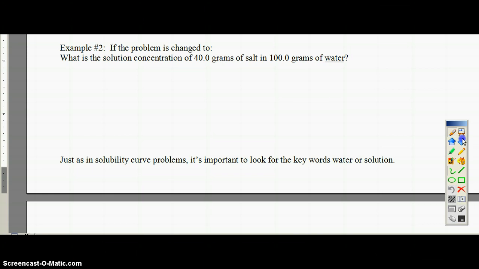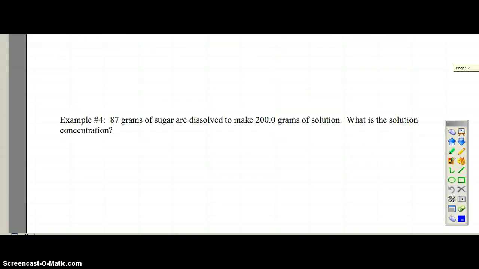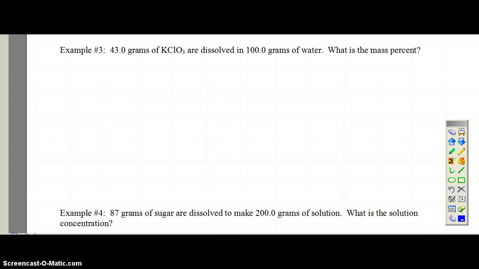If you flip to page 2, you see example number 3. So we have 43.0 grams of KClO3, that's called potassium chlorate, dissolved in 100 grams of water. So again, my thought process needs to be, what are we doing here? KClO3, that's the name of the salt, so that's going to be my solute. And it's important that I have water, because that tells me I'm going to need to add in my problem.